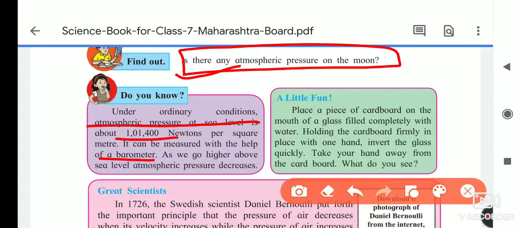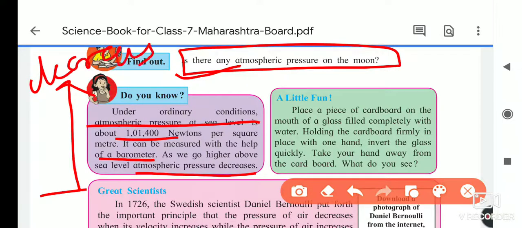It can be measured with the help of a barometer. As we go higher above sea level, atmospheric pressure decreases. Means if it is sea level, as you go away above sea level, the air pressure decreases. And when you come near the earth's surface, the air pressure increases. So under ordinary conditions, atmospheric pressure at sea level is about 1,400 newton per square meter, and the instrument used for measuring atmospheric pressure is the barometer. At sea level, atmospheric pressure is more, and as you go above the earth's surface, atmospheric pressure decreases.